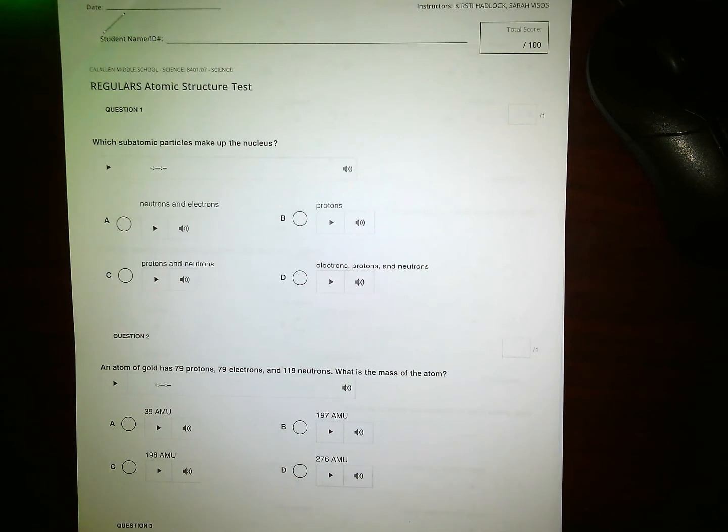We just took a test. I believe it was yesterday. Some of us did okay. Some of us did really well. Some of us not so much.